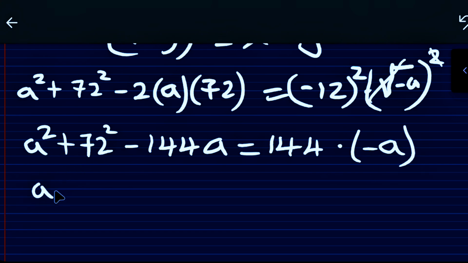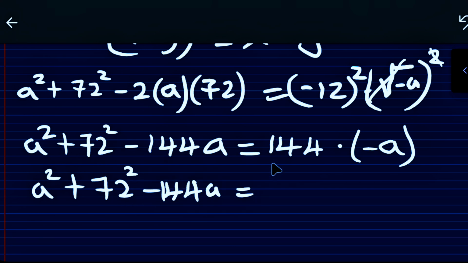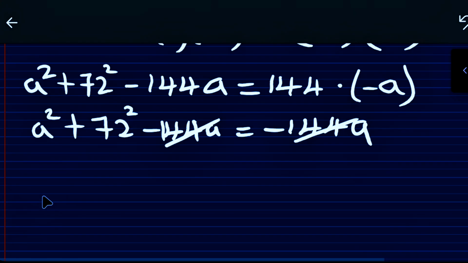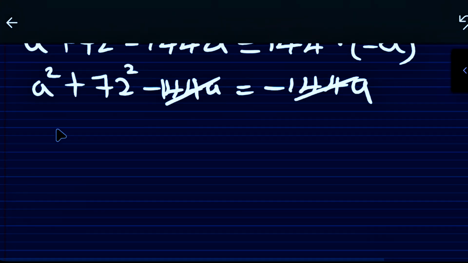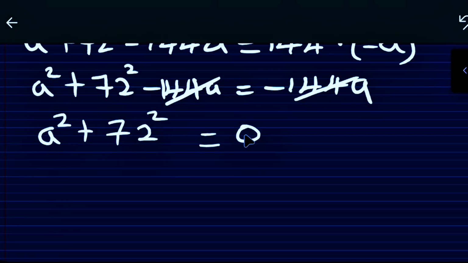So from here we have a squared plus 72 squared minus 144a. And this equals 144 times minus a, which will give us minus 144a. Now we have negative this here, and we have negative. If we take transpose of this, it means that this will cancel out this, and we are left with a squared plus 72 squared, and this equals 0. So let's take transpose of this 72 squared. We are going to have a squared will be equal to minus 72 squared.